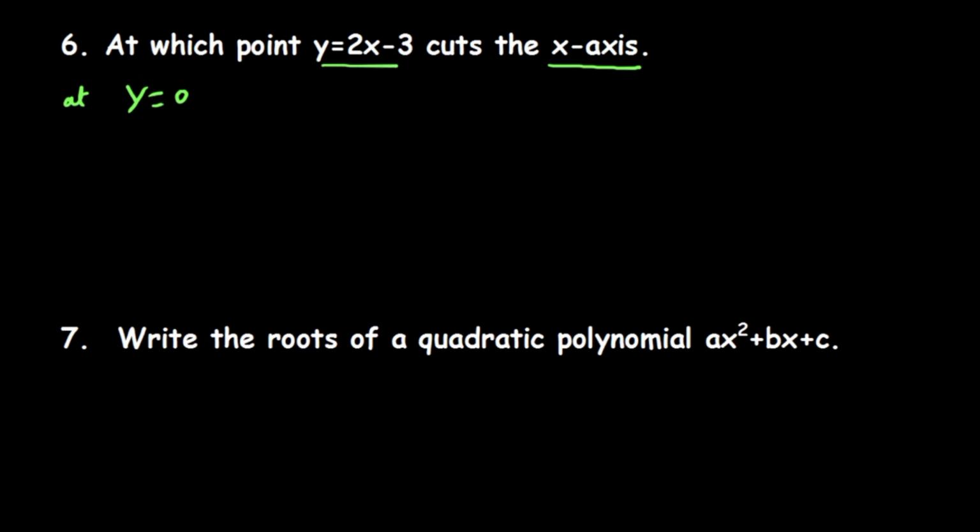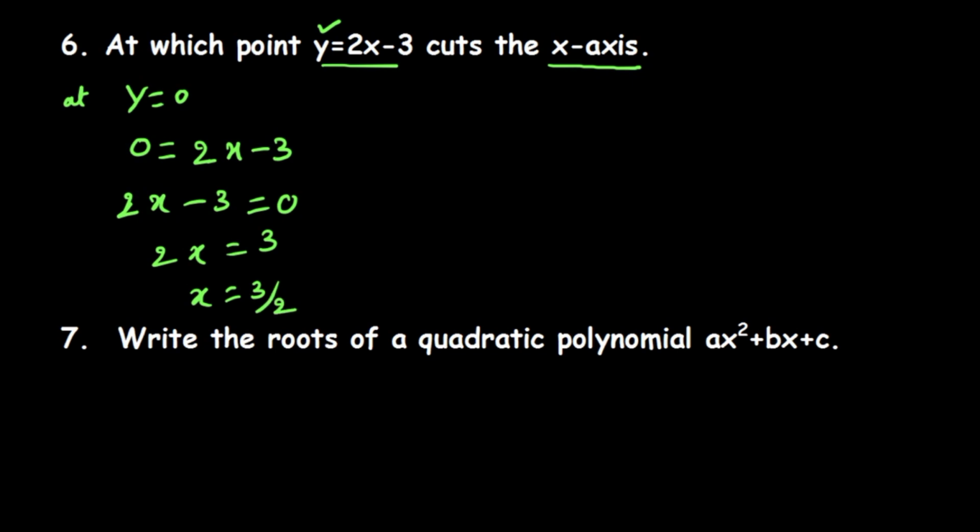So at y equal to 0, in this place I am going to take 0, then 0 is equal to 2x minus 3. That means 2x minus 3 equal to 0. So 2x equal to 3, x equal to 3 by 2. You can write 3 by 2, or 1.5 also. So now the question asks at which point, so you have to write it in point form, that is x comma y, right? So here what is x?